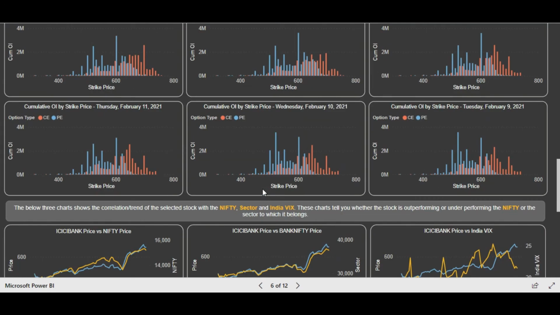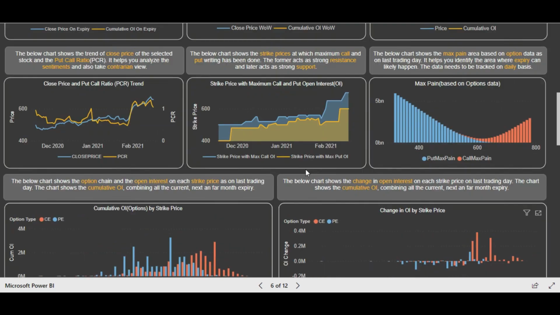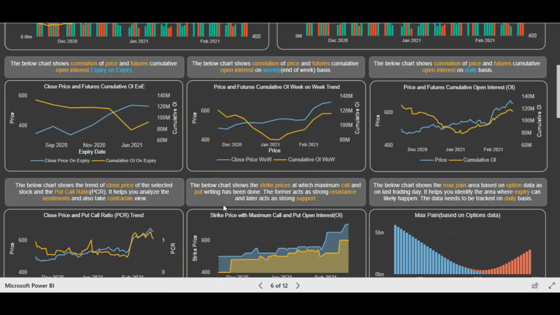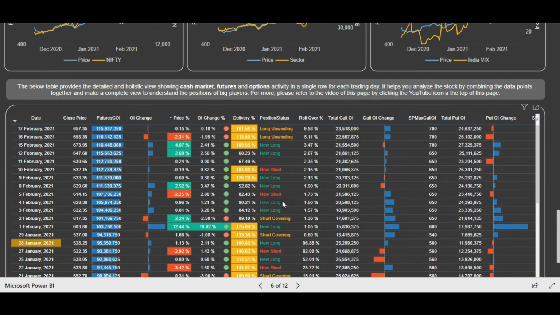So in this way you can analyze the data. You have to relate the option data with the futures data and the PCR, and you also have to see how the support is shifting higher using this graph. So this will give you a good picture and a holistic view of how you can do the analysis. And obviously at the bottom you can see the details.